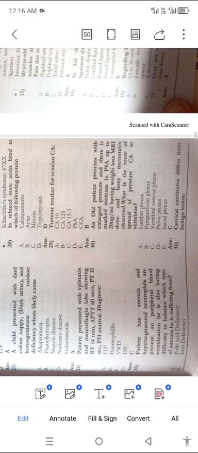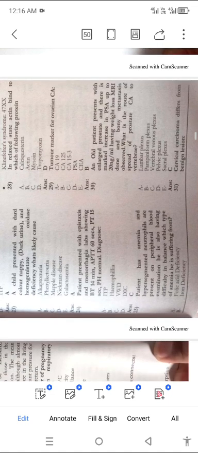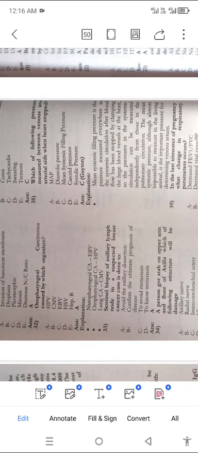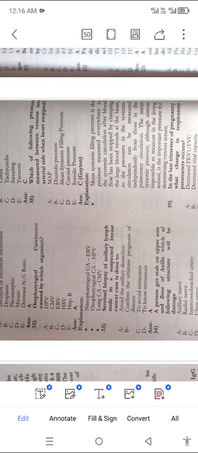Next, cervical carcinoma differs from a benign lesion by the invasion of the basement membrane. Oropharyngeal carcinoma is caused by which organism? That is HPV. Next, sentinel biopsy of the axillary lymph node in suspected breast cancer is done to avoid axillary dissection. The person got stabbed on the upper arm and the floor of the axilla. Which of the following structures will be damaged? That is the intercostobrachial artery.